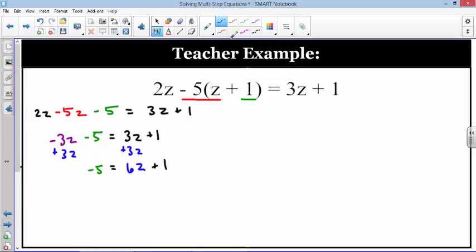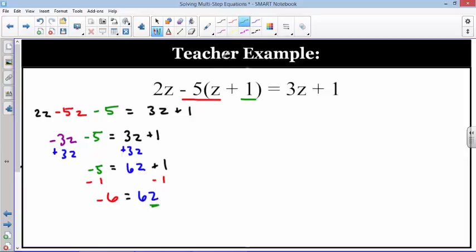Now I got 6z plus 1 on the right. I want to get z by itself, so I'll go ahead and subtract 1 from both sides. Negative 5 minus 1 gives me a negative 6. My equal sign comes down. 6z remains the same. And my 1's are gone. So now I have negative 6 equals 6z.